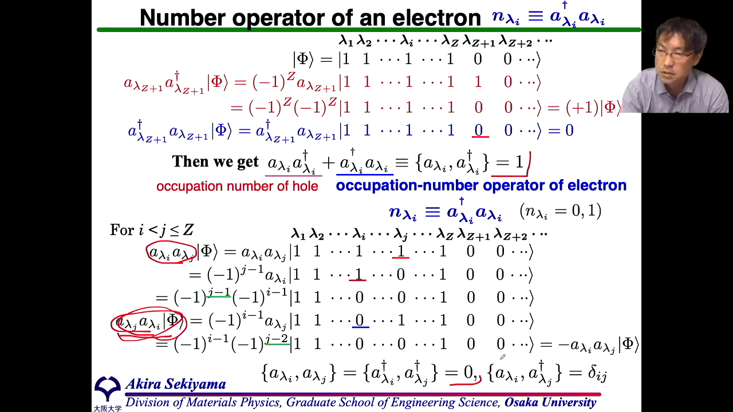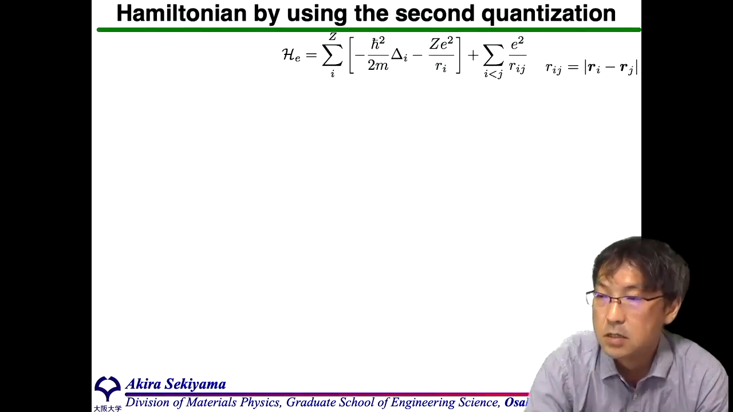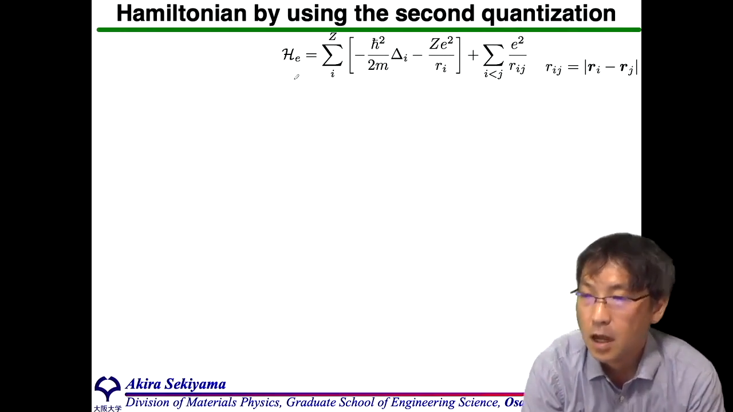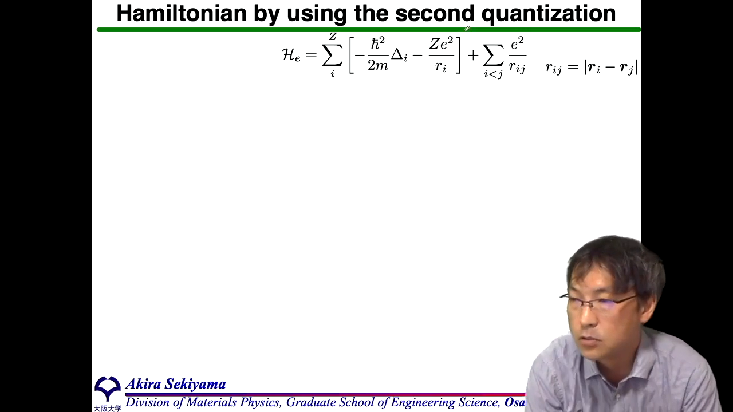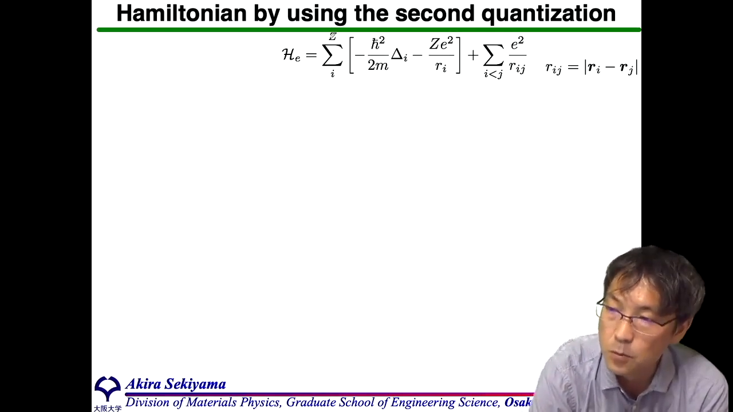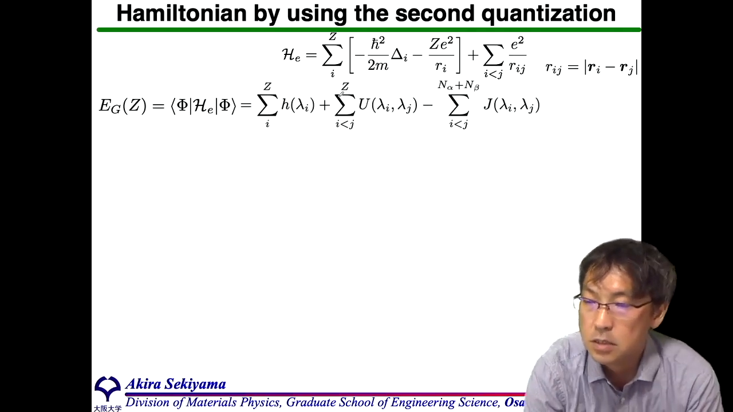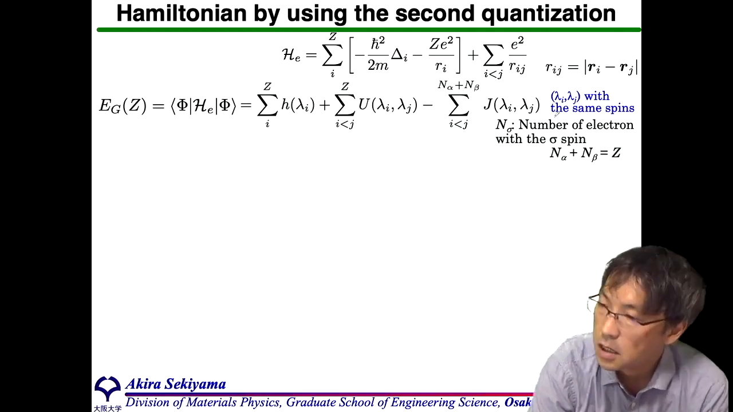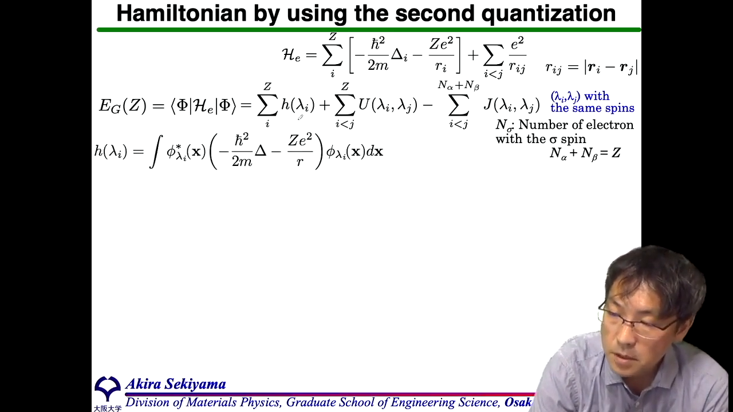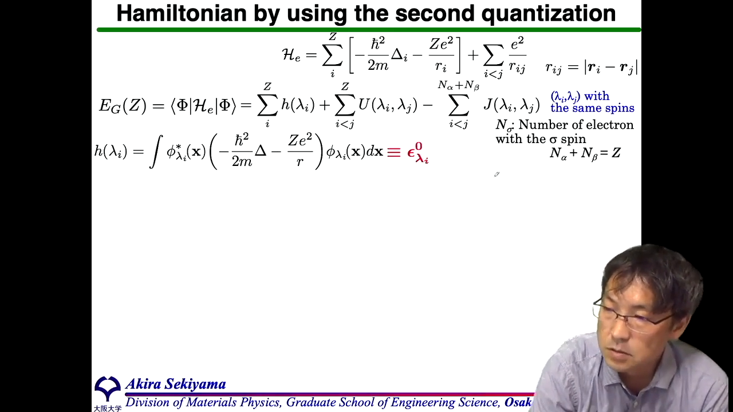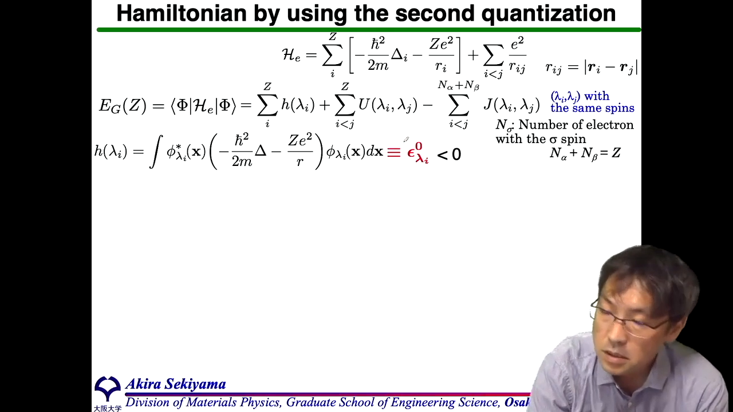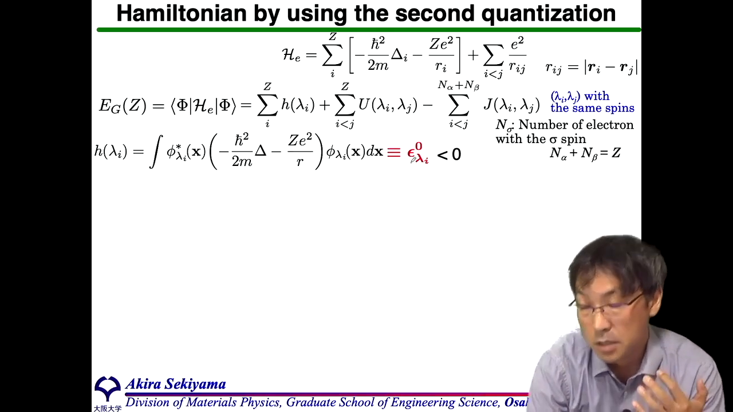Then, by using the second quantization, we consider the Hamiltonian of the many-body electron. I talk about how the electron Hamiltonian is expressed by using the second quantization. So this is the original many-body Hamiltonian for the number of electrons Z. In this case, we can calculate the total electron energy as this formula, which has been explained in the previous slide. This first term stands for the one-electron energy, and we can define it as epsilon lambda i 0. That 0 means bare electron energy. It should be noted that this energy is less than 0, minus, because the electron is bound to the nucleus.